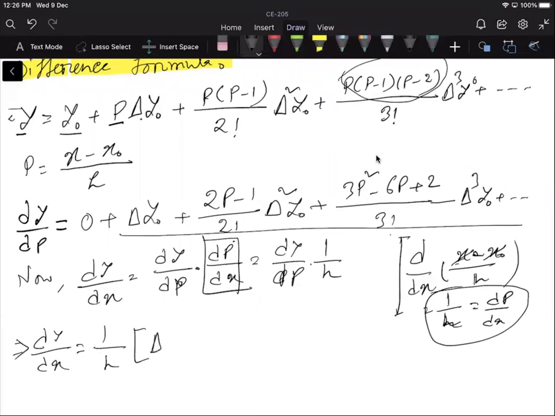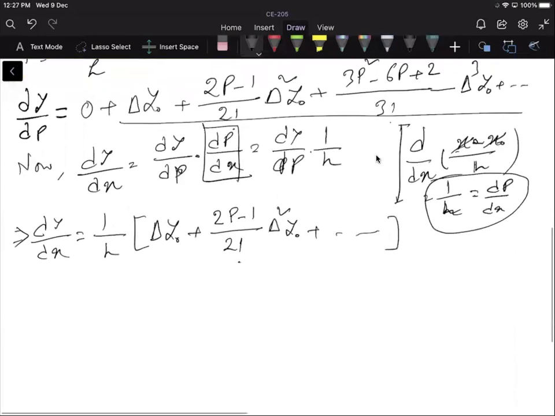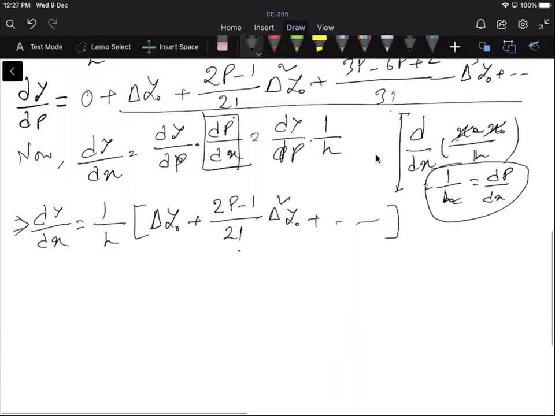Δy0 + (2p − 1)/2! Δ²y0 + and so on. This is your equation for the first derivative, and as well you can find the second derivative also.